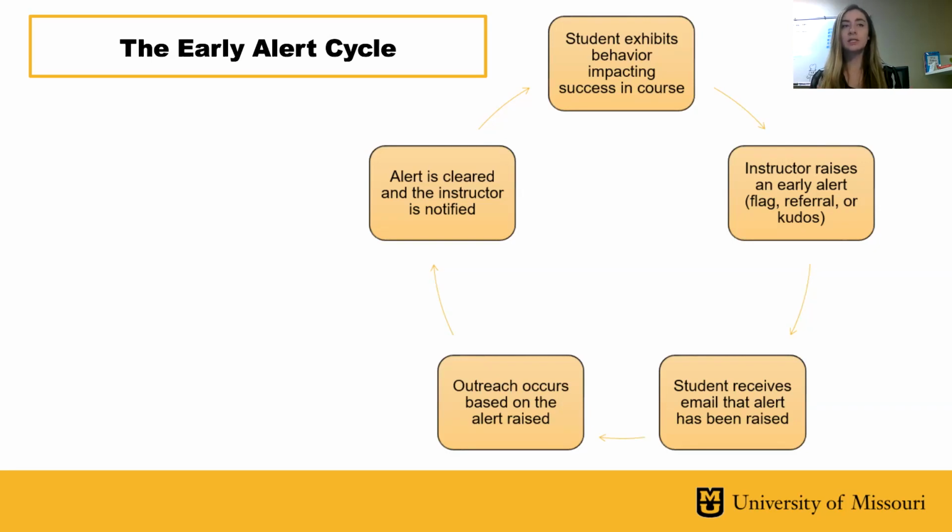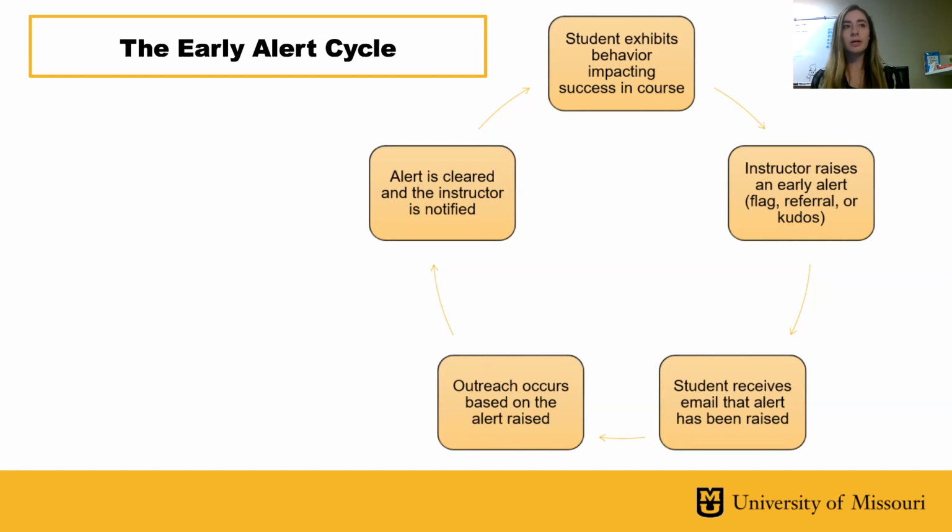And so we also wanted to highlight that part 3 is that the student receives an email that an alert has been raised. For instructors, any early alert, so the flags, referrals, or kudos, each of those sends an email to the student. So for every flag or kudo raised, a student gets a corresponding email.